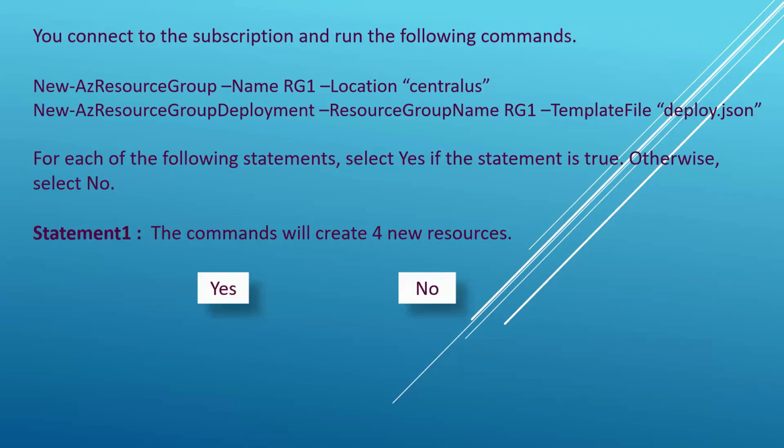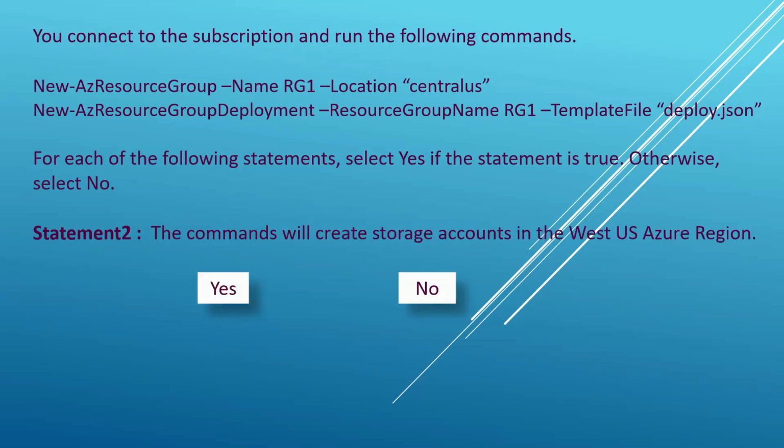So in the first command, you are trying to create a resource group. Then in the second command, you are trying to do a deployment using the deploy.json template, which we just saw, and it's going to create the resources in the resource group rg1, which was created in the previous step. Now, for each of the following statements, select yes if the statement is true, otherwise select no. The first statement is: the commands will create 4 new resources. And my friends, that's correct. There will be 1 resource group and 3 storage accounts created, as I explained earlier.